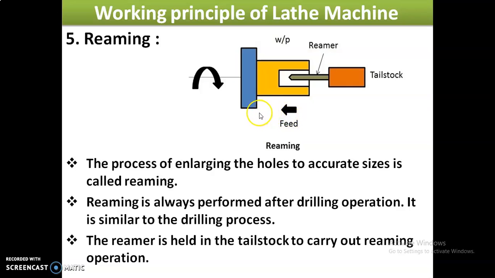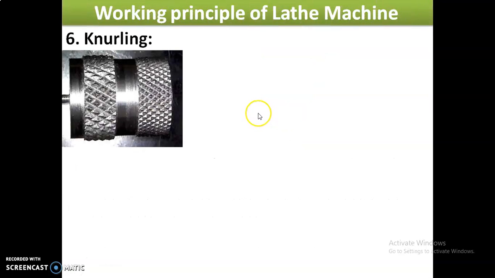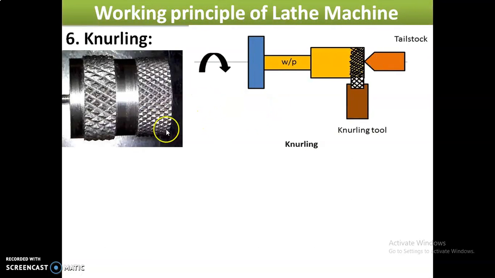Now let us see the knurling operation. This is a knurling operation diagram. Generally we see this knurling shape on the screw gauge and vernier calipers for gripping purposes. So what is knurling?